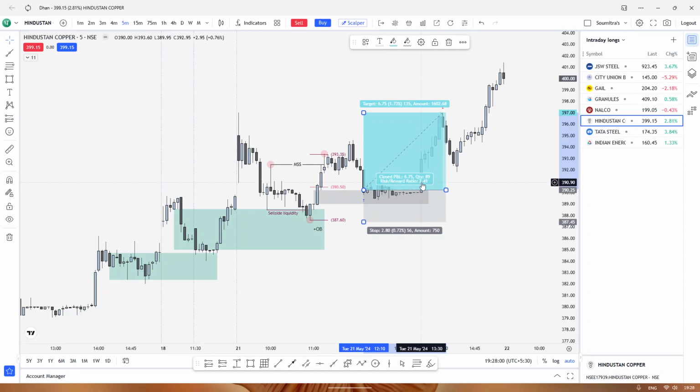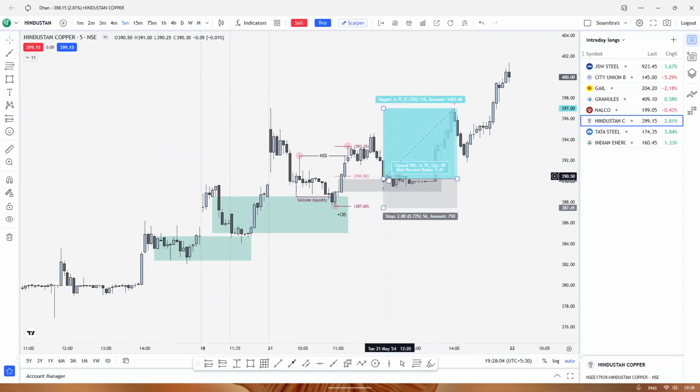keeping our reward to risk 2.4:1. So as you can see, price first taps into this bullish fair value gap and plays around it, consolidate for a good amount of time, and then suddenly jumps towards the bullish direction and gives us profit around 2 p.m. So that was the second trade.